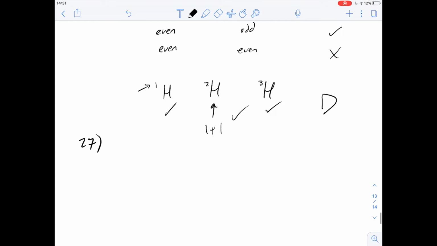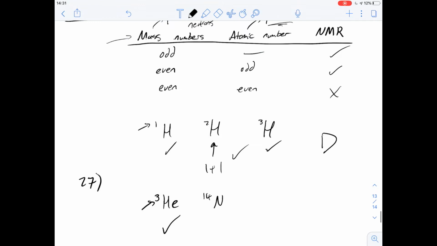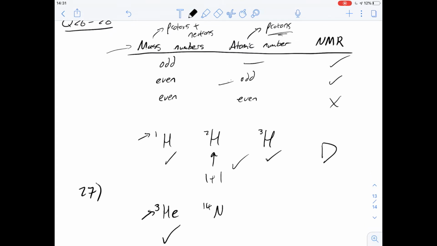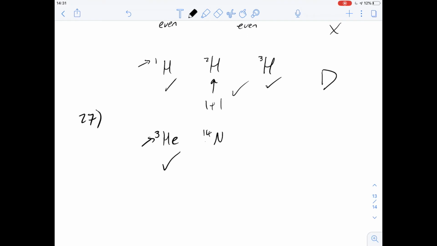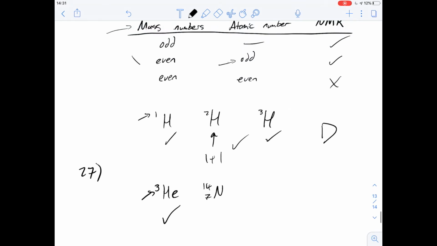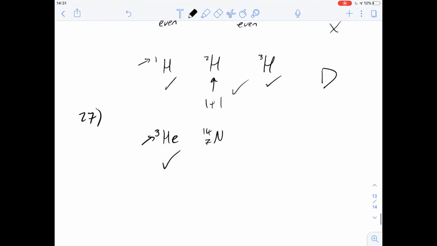What about B? We've got helium 3. It's got an odd mass number, and so we know that it's going to exhibit NMR. If we look at nitrogen, then it's got an even mass number. But what about its atomic number? Well, the atomic number for nitrogen is 7. Because it has an odd atomic number, we're going to be looking at this line here. It is going to still exhibit NMR, so we can tick that one off too. If we look at fluorine, this is fluorine 19. It's got an odd mass number, so we know it's going to exhibit NMR. And then finally we've got phosphorus 31. Again, 31's odd, so we know we're going to get NMR. So all of these isotopes exhibit NMR, and the answer for this one is B, without having to check the others.